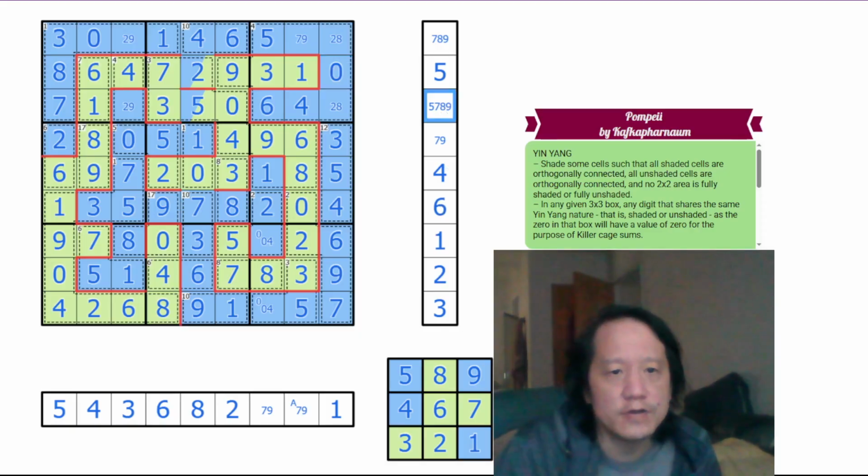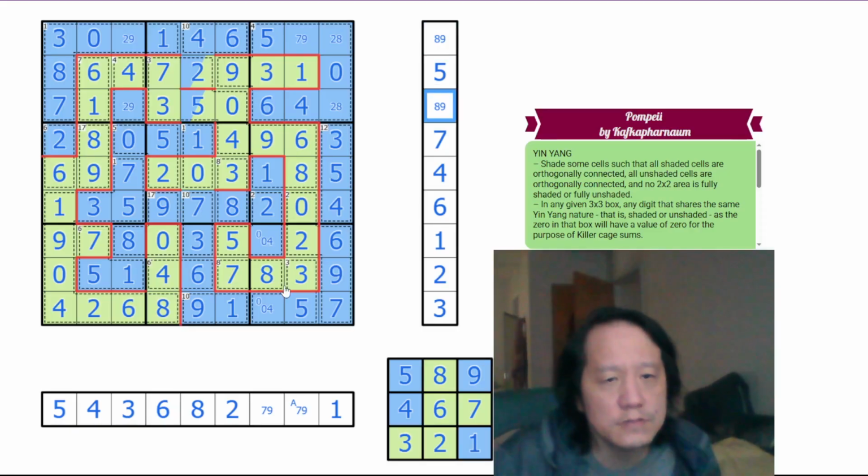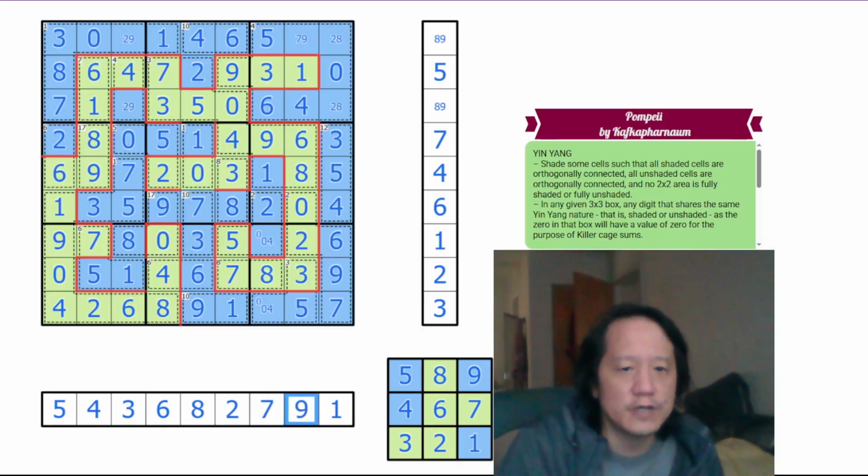No 5 here. We're missing 7 here. And this must be 8 or 9 we're missing. This is 2. So this is blue here to be that non-zero. And this is green here. So we're done with the shading. We are missing a non-9 here, so 7, and this is 9.